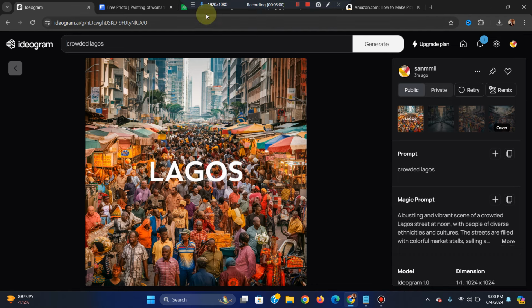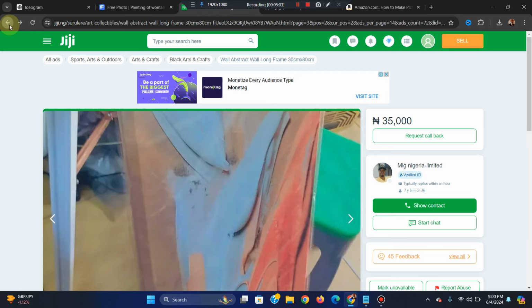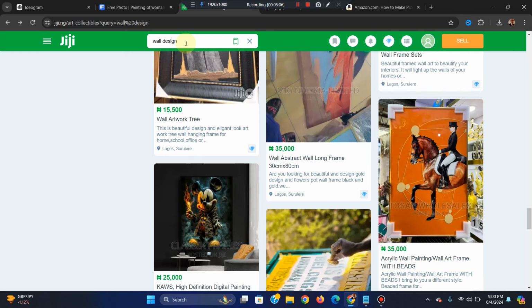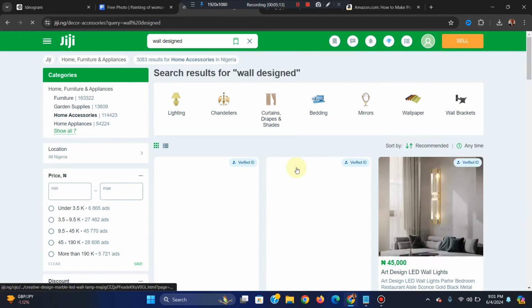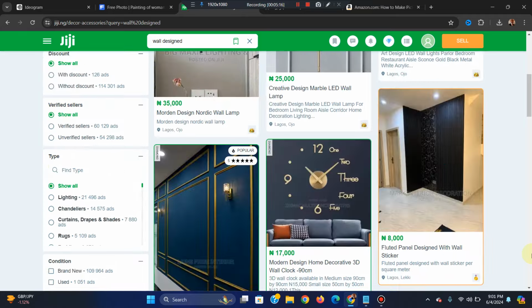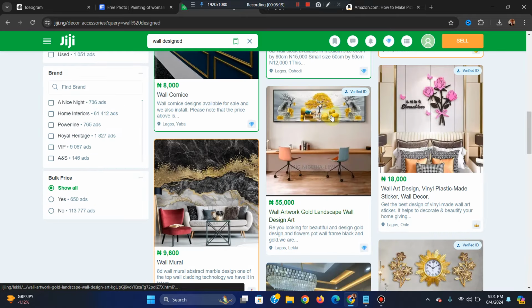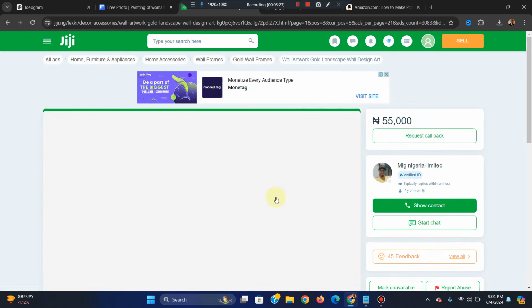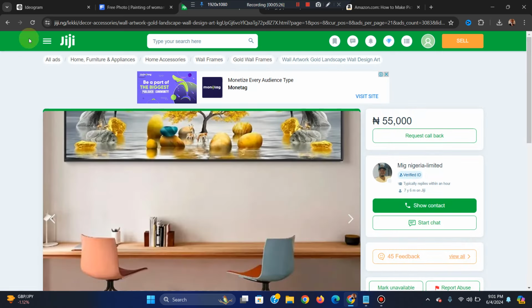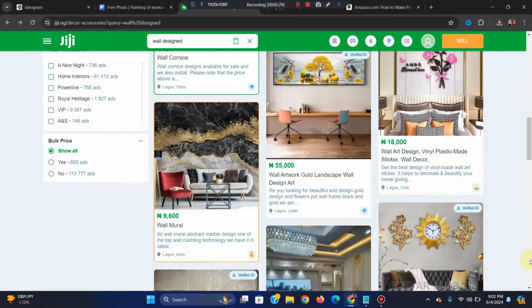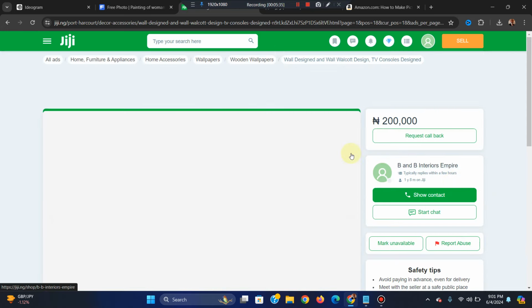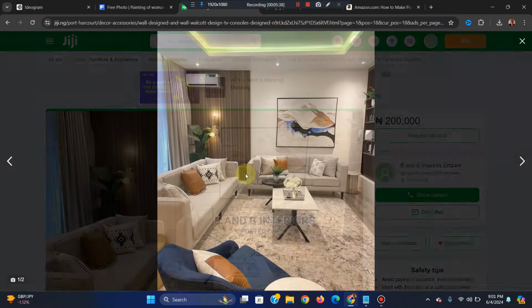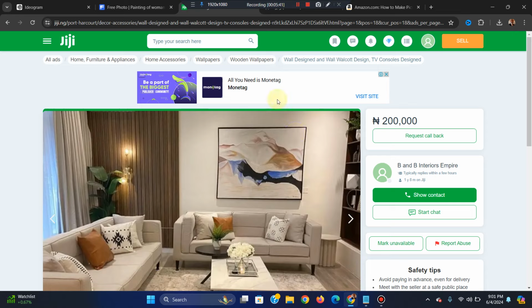Once you do that, come over here and sell, and make as many times as possible a lot of money. Let me check wall design in home accessories. Check out something like this. This is 55,000. It's still the same guy selling it. There's a lot of money in this space, and all you need to start is just a little capital. Look at this one that they are selling for 200,000. Assuming you are able to sell your own at this price, it makes a whole lot of sense.